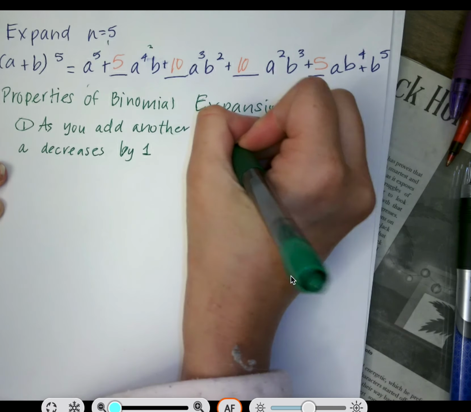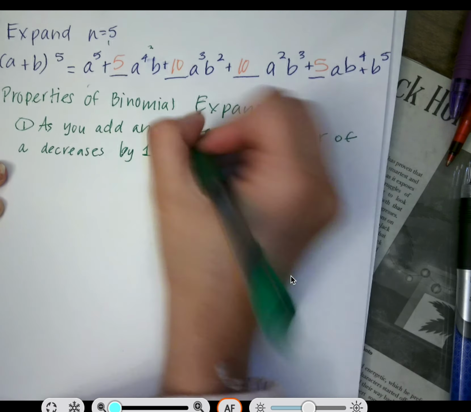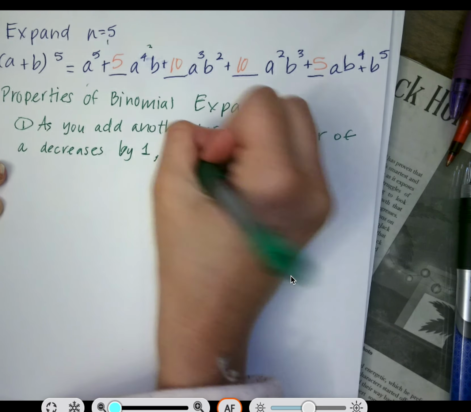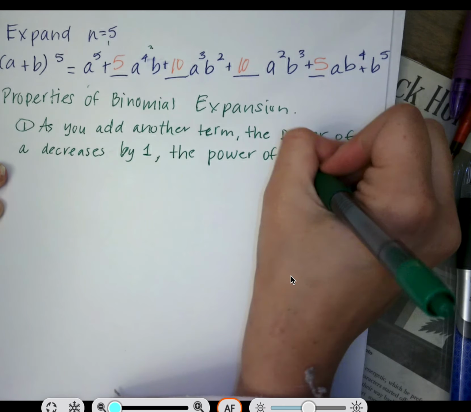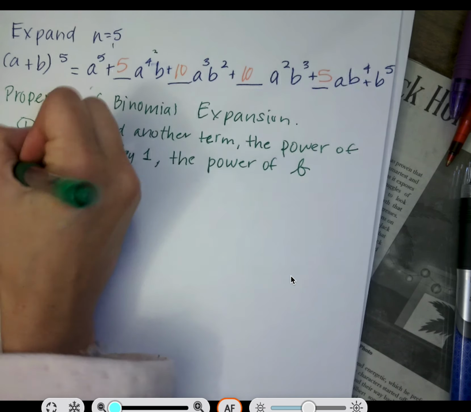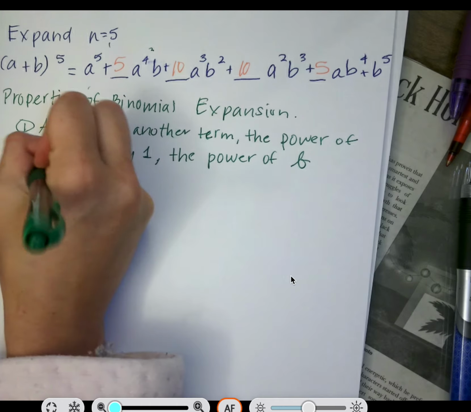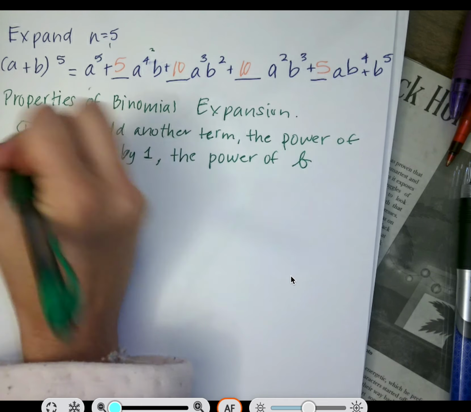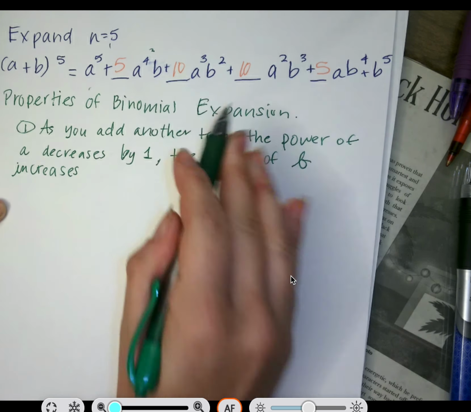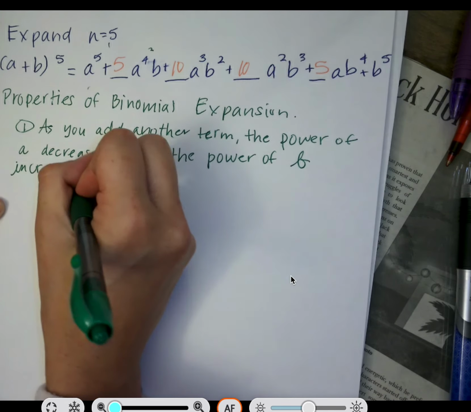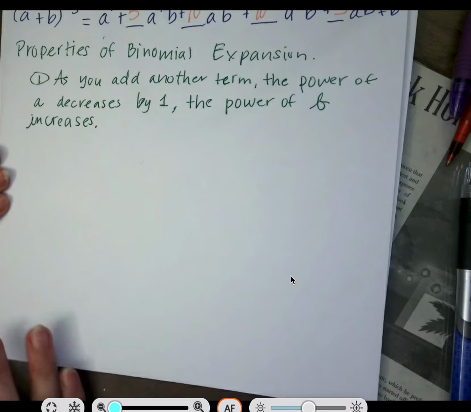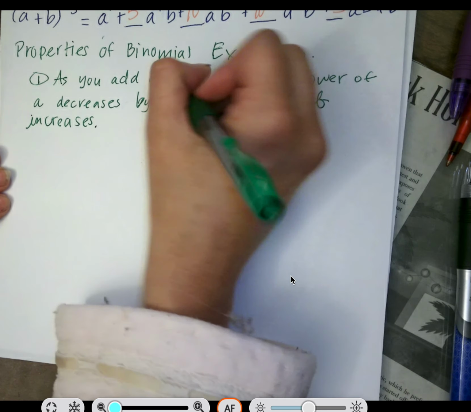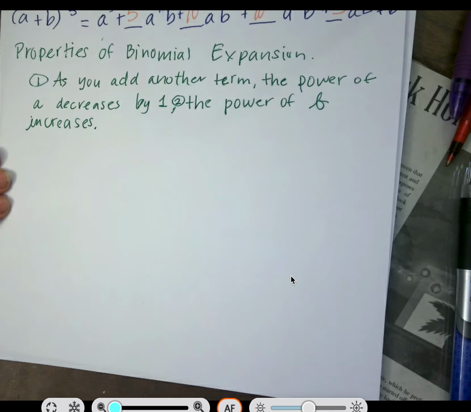But likewise, the power of b increases. You had 0, 1, 2, 3, 4, 5. All right, so you could almost write those separately. I guess I should have. Let's say this is point 2.